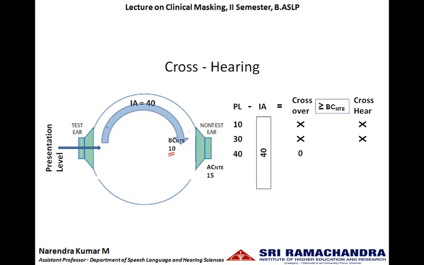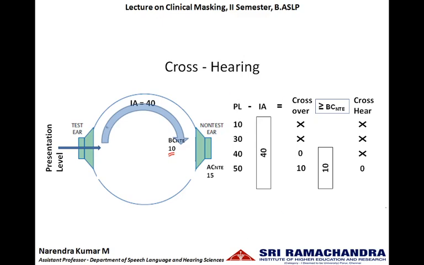Now this crossover sound has to be compared with the bone conduction threshold of the non-test ear, which is 10 dB. Now this crossover sound is less than the bone conduction threshold of the non-test ear. Hence there will be no cross hearing. When we increase the presentation level to 50 decibels, the crossover sound is going to be 10 dB, which is equal to the bone conduction threshold of the non-test ear. Hence, we can suspect some amount of cross hearing at this particular level. So this is happening at the non-test ear.